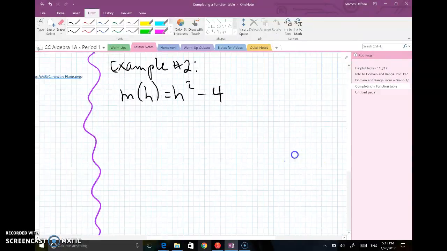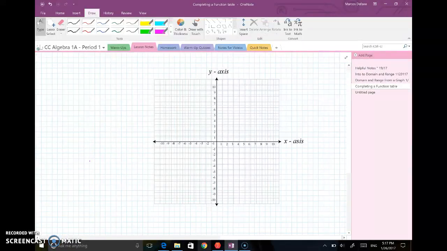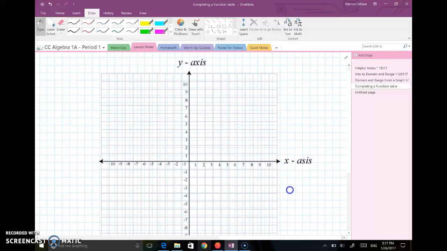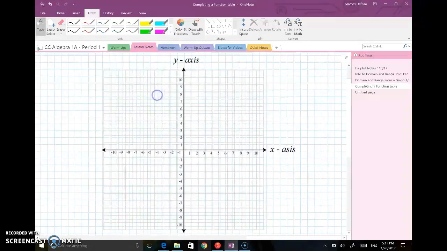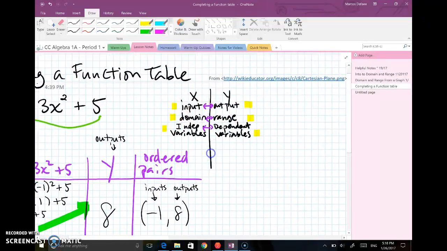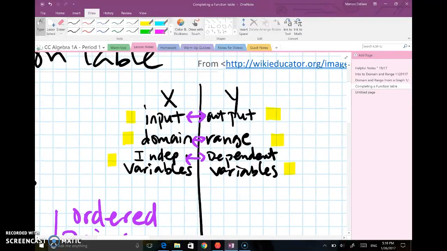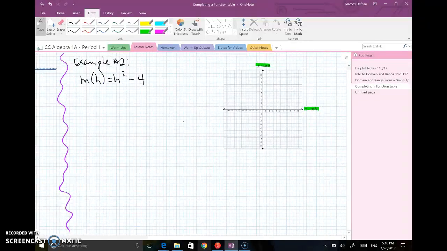And in example 2, we have, ta-da, a coordinate plane. We're going to graph our results this time. And notice on our coordinate plane, first of all, we only go 10 spaces out in either direction. And secondly, we have two names here, an x-axis and a y-axis. X and y. Forget the word axis for now. X and y. Where have we seen that before? Oh, yeah, that's right. X and y. Inputs, outputs, domain, range, independent, dependent. That's where we've seen it before, okay? Now we're going to apply it to a graph. Let's see what we get.